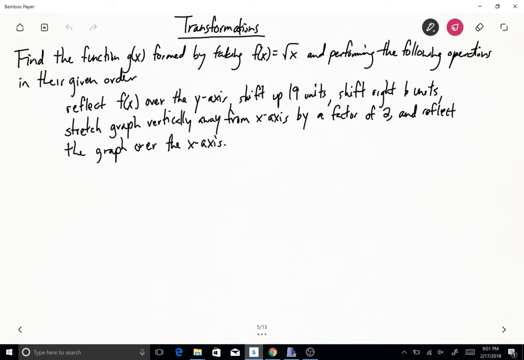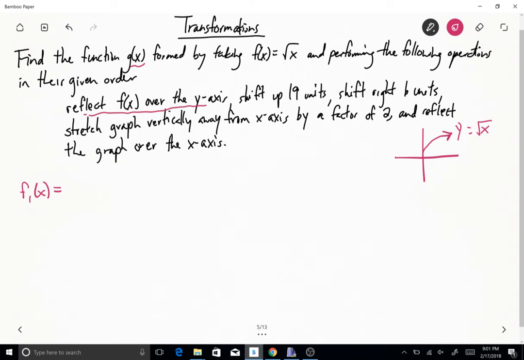So what we're starting with in this case is a function f of x equals square root of x. So you get a function like that. So let's say y equals square root of x. And we want to build to this g of x, but you've got a whole bunch of steps. So let's call this step 1, we'll call it f1 of x. What do we do? We reflect f of x over the y-axis.